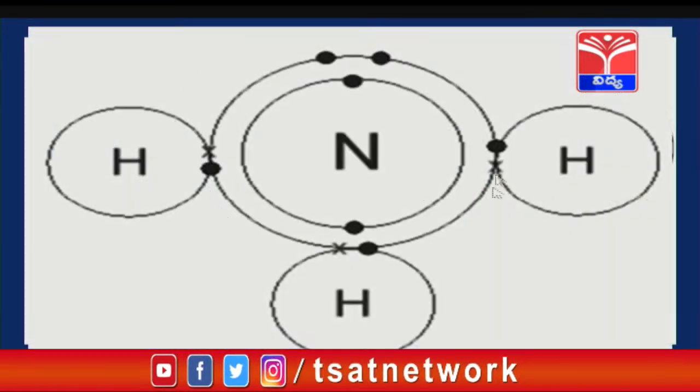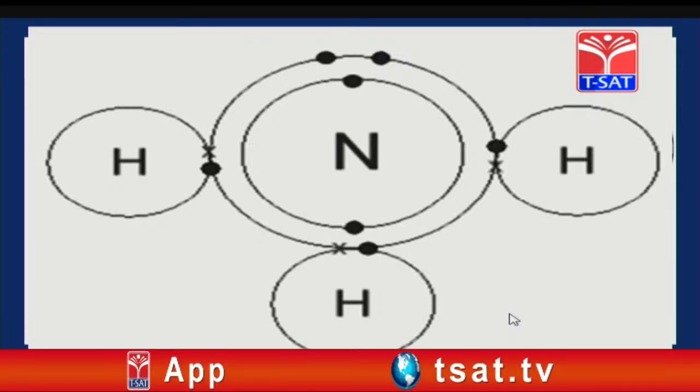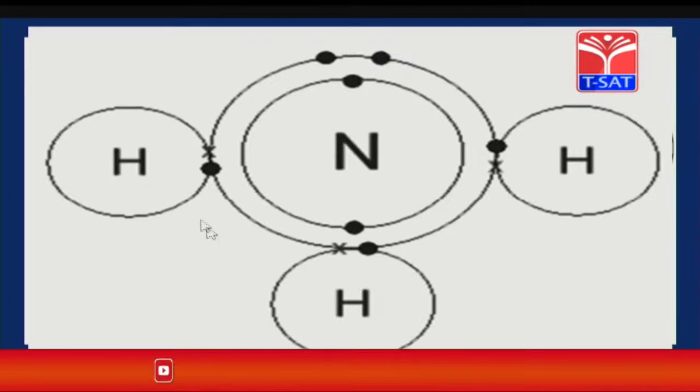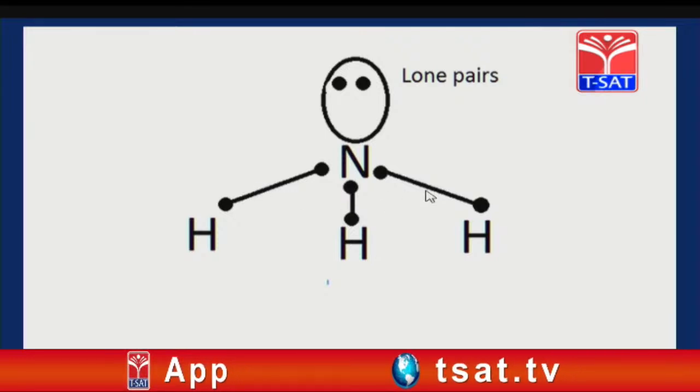So, this is the way nitrogen has got 8 electrons in the valence shell, hydrogen has got 2 electrons in the valence shell, and now this ammonia molecule is formed, and the formula of ammonia molecule is NH3, 3 atoms of hydrogen and 1 atom of nitrogen. So, if you see, the pair of electrons which is shared between nitrogen and hydrogen is called as bonding pair of electrons. So, we have one single bond here, a second single bond and third single bond.